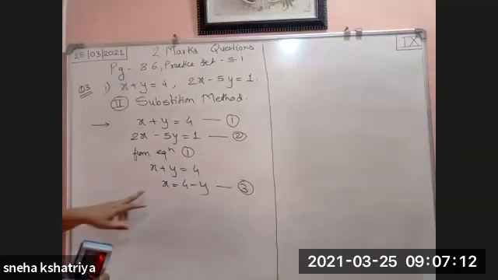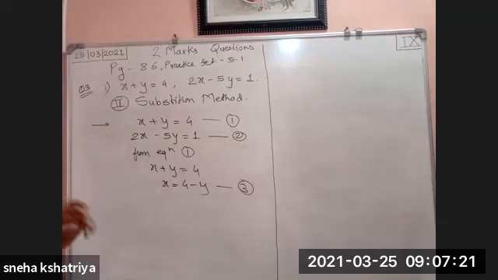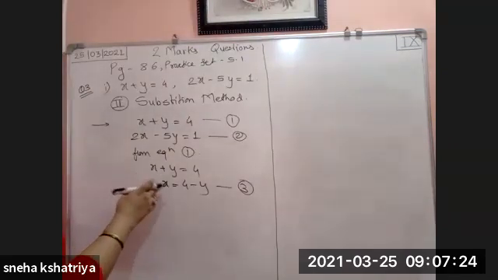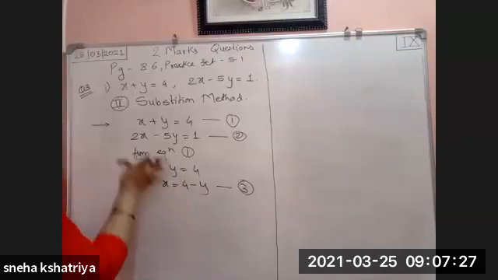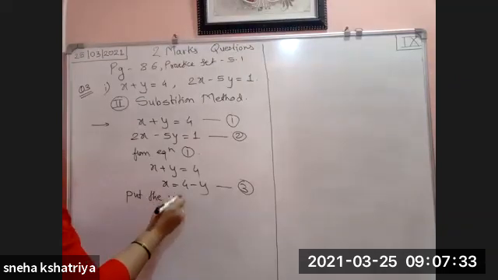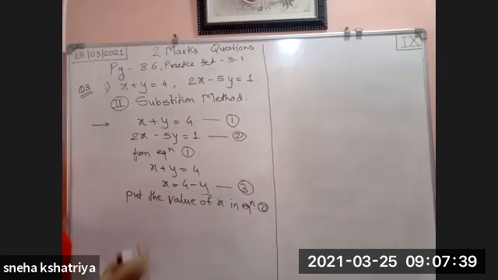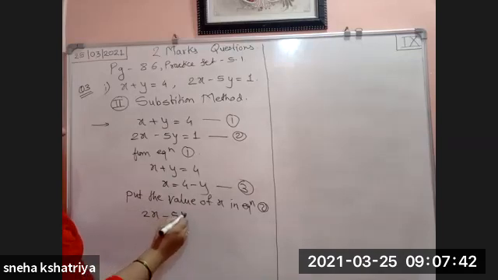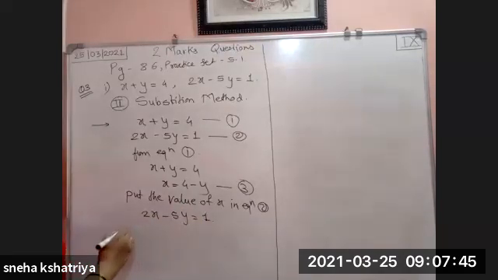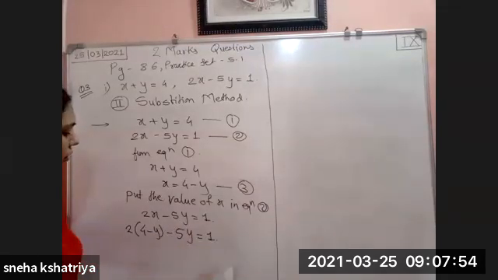Or you can directly say, put the value of x in equation 1 or 2. We find the value from one equation and put that value in the other equation. So we have found the value of x; put this value in equation number 2. What is equation 2? 2x minus 5y is equal to 1. Put the value of x: 2 into bracket, what is the value of x? 4 minus y, minus 5y, which is equal to 1.